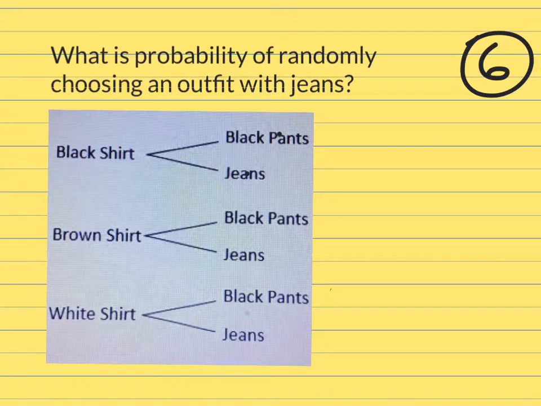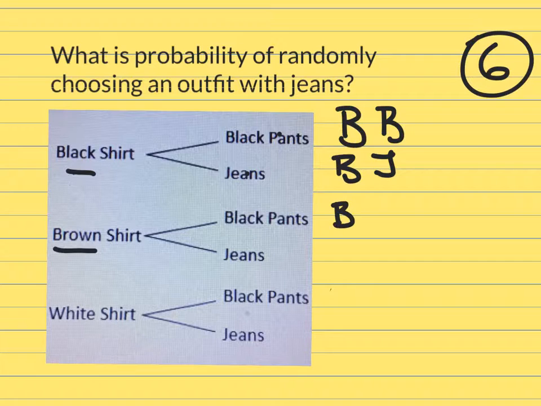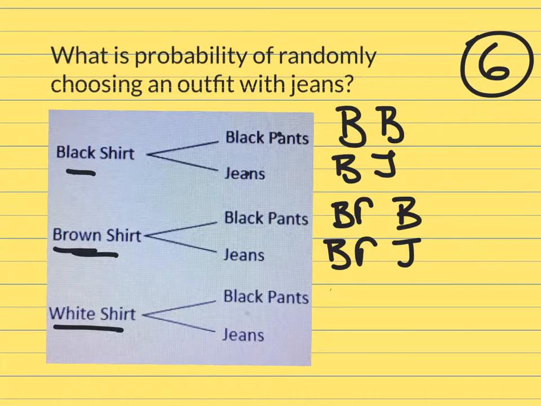I'm going to go ahead and list all my outcomes. Sometimes you can draw your sample space. So black shirt and black pants. And then I could do black shirt and jeans. And I could do a brown shirt, I'm going to do that as BR, BR and black pants. And then a brown shirt and jeans. And I could do a white shirt with black pants, and white with jeans. All right, so those are all my different outcomes.